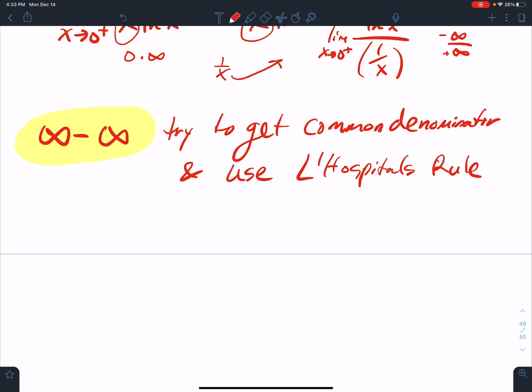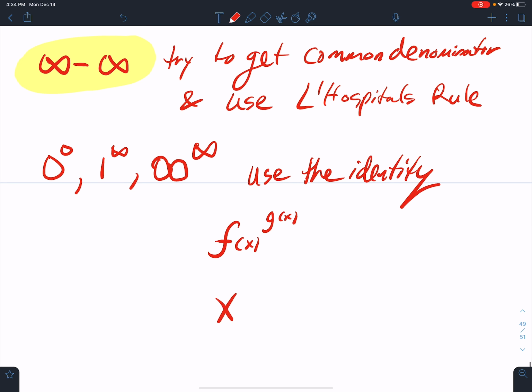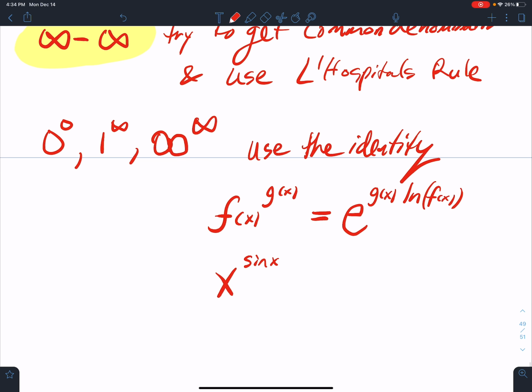The last scenario that you're going to run into is 0 raised to the 0, 1 to the infinity, or infinity to the 0. If you run into this, you use the identity for a function raised to another function. Remember, I had something like x to the sine x. This is equal to e raised to the function times the natural log of the function.